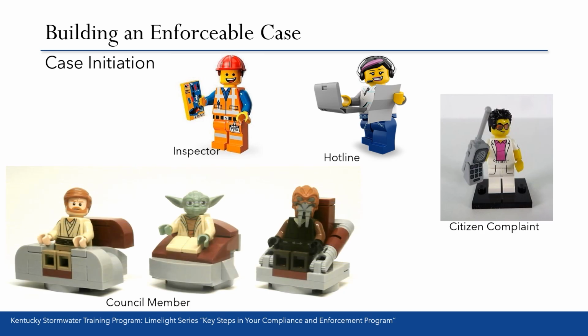Now that we've talked about who can enforce our ordinances, I want to switch to how to build an enforceable case. This enforceable case is part of your escalating regulations that is required through your stormwater permit. So we're going to start with the case initiation. That can occur in several different ways. It could be your inspector out doing their required inspections. It could be a hotline, a citizen complaint coming into you directly, or maybe through a council member. That case initiation needs to be recorded and followed up on.